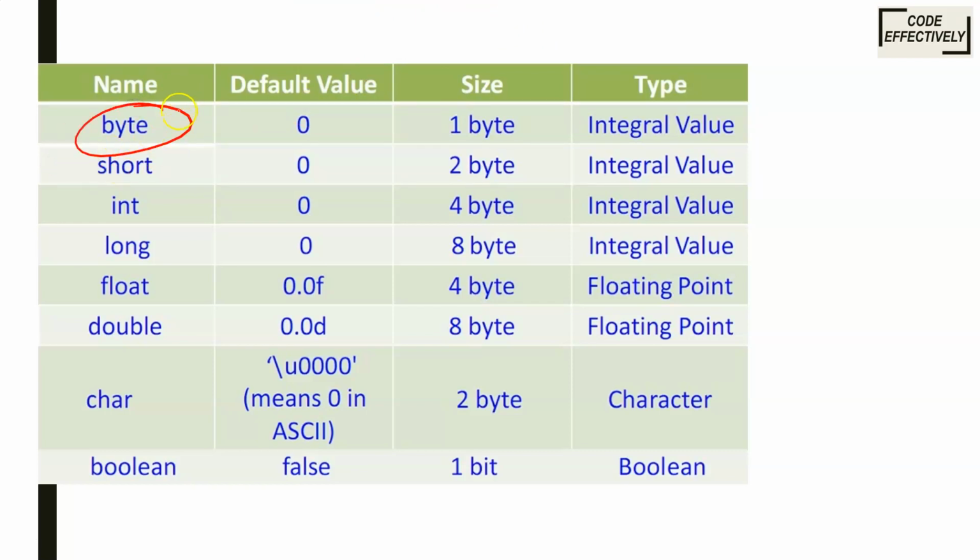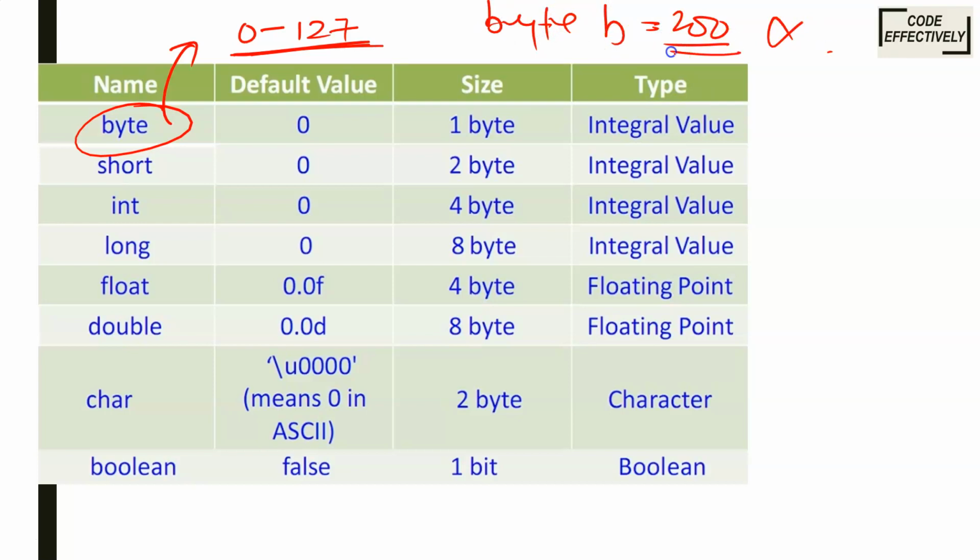Now what to do if you are storing byte? We usually use byte when we know that our data will lie only within the byte range, up to 127. If by chance you write byte b is equal to 200, it will give a compile time error, because its range is only up to 127. So you can use short, int or long, but you can't use byte if your range goes above 127. This is a quite basic thing that you have to remember in your programming.